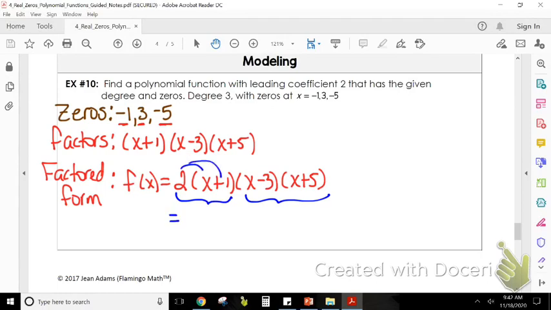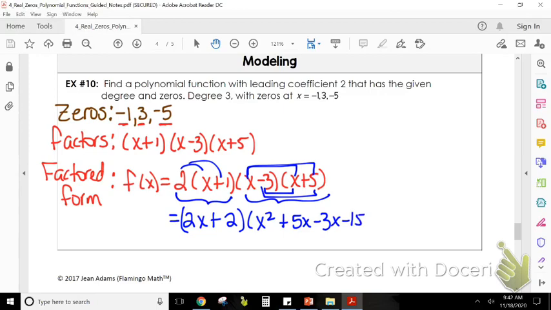So I'm going to distribute the 2 to the first one. I'm going to put it in parentheses because it's still going to be multiplied times whatever we get at the other one. And then we're going to do FOIL here. So we get x squared plus 5x minus 3x minus 15. And then I'm just going to clean up that second parenthesis sum.